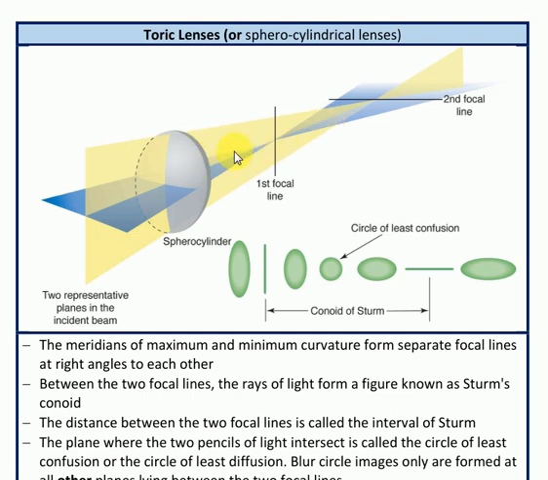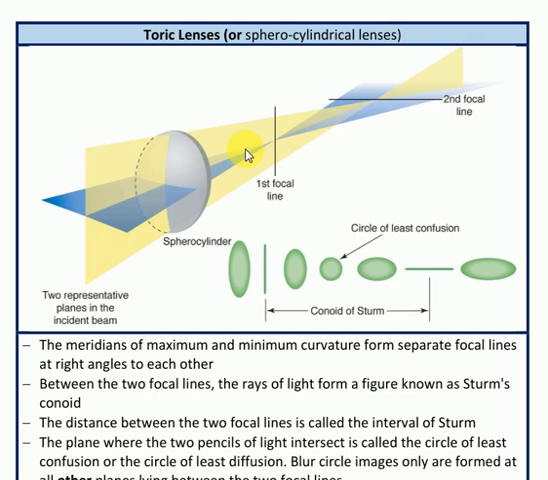So one meridian forms one focal line, and the other meridian forms this focal line. The first focal line is vertical, formed by the horizontal meridian, and the second focal line is horizontal and is formed by the vertical meridian. The other circles on both sides of the circle of least confusion are blurred circles, and they lie between both these focal lines.